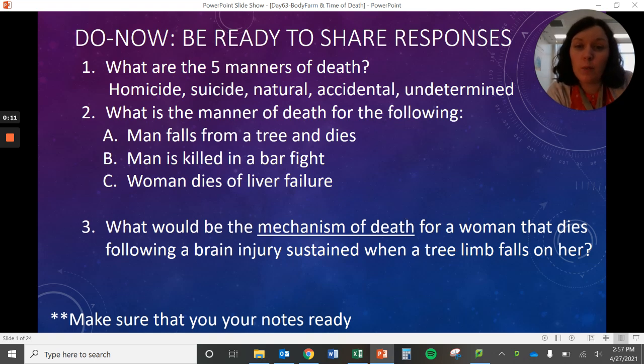Number 2, what is the manner of death in the following? A man falls from a tree and dies. That's going to be accidental. A man is killed in a bar fight. That's going to be homicide. A woman dies of liver failure.